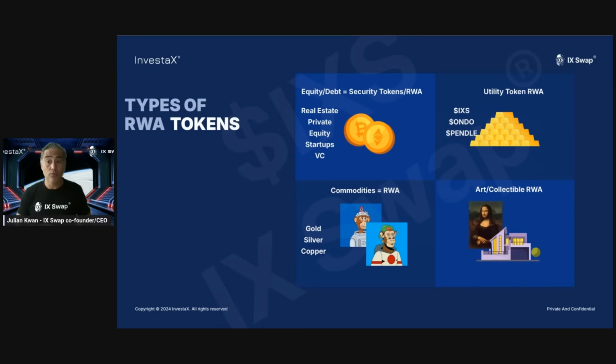There are other types of real-world asset tokens, like commodities tokens. They're not securities. Gold, silver, copper. They've got their own gig. And then you have another subset of real-world asset tokens, which are not securities either. Art. Some people might even call some of their NFTs RWAs. So again, there are other ways to dissect this, and there are probably more layers, but I'm trying to make this as simple as possible to understand.